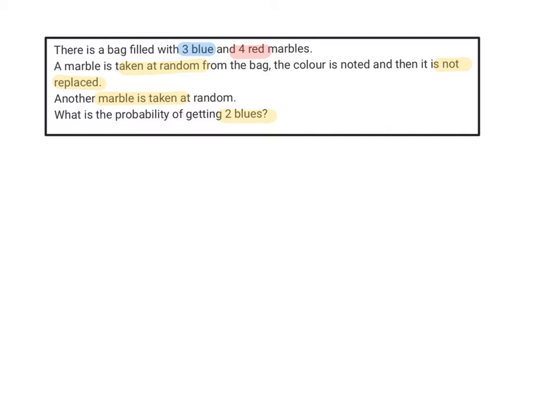So I know I need to do a tree diagram. Let's just sort out my fractions to start with. I've got 3 blue and 4 red, so 3 add 4 is 7. 1, 2, 3, 4, 5, 6, 7. 3 of them are blue and 4 of them are red. So that's what we start off with anyway.